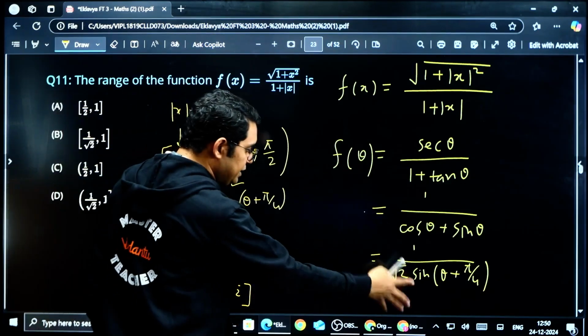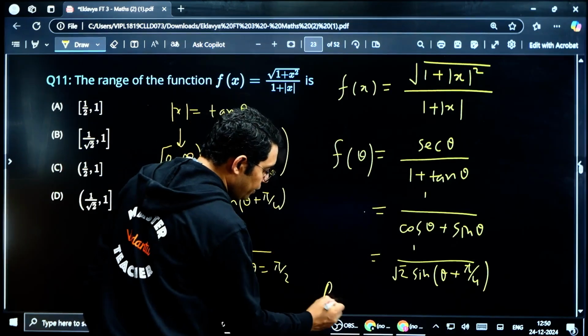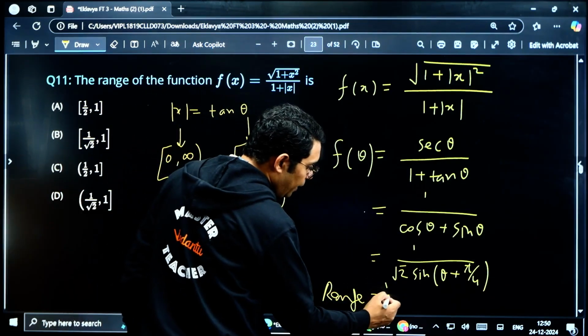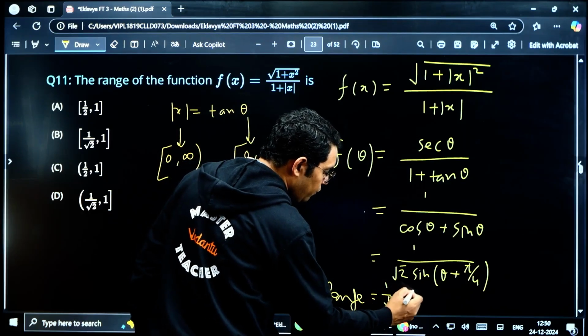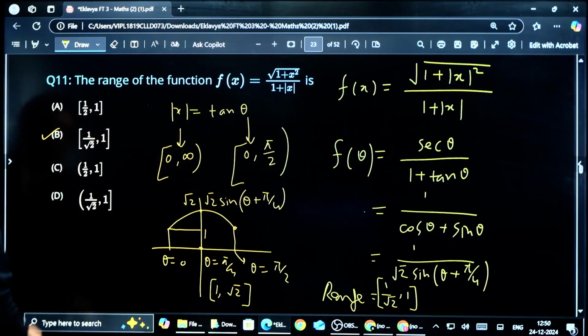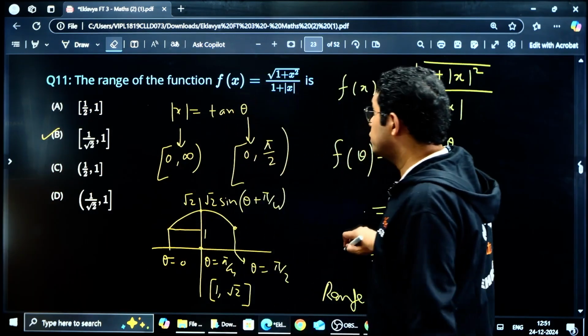Okay, now if you take the reciprocal, the final range would be the reciprocal of these two things. So 1 upon root 2 comma 1, close bracket, close bracket. So the answer of this question is B. Yeah. Moving to the next question.